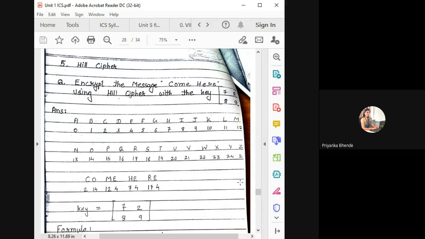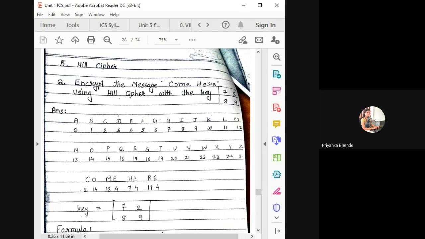Here is the question: encrypt the message "come here". Here the plain text, or we can say the original message, is "come here". By using Hill cipher we have to solve this, and the key is 7, 2, 8 and 9. The key is in matrix form, which is a 2 by 2 matrix given here.